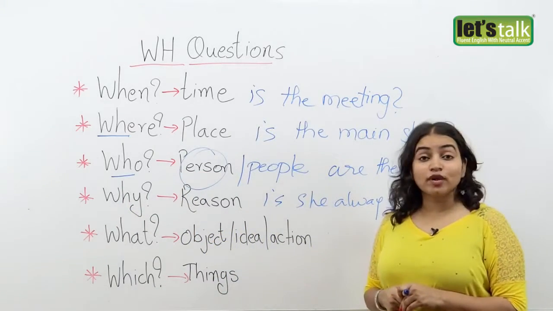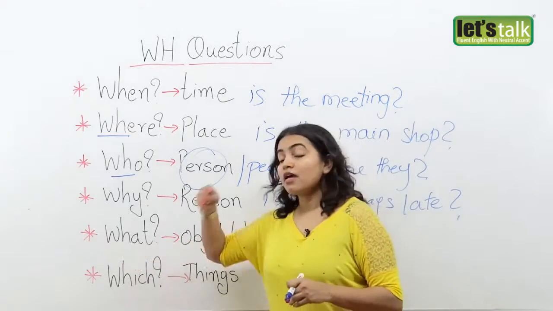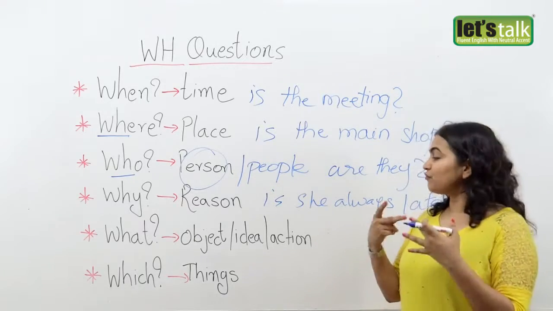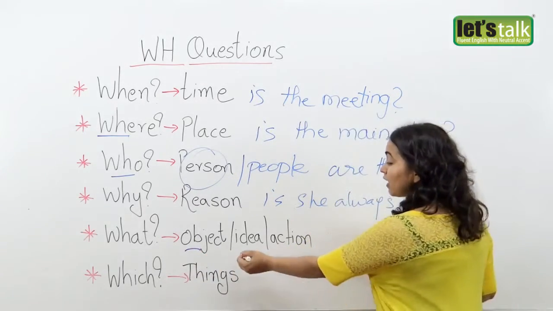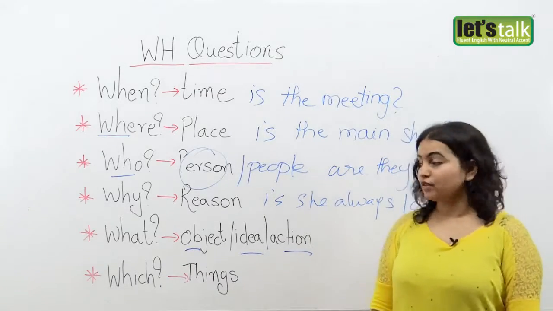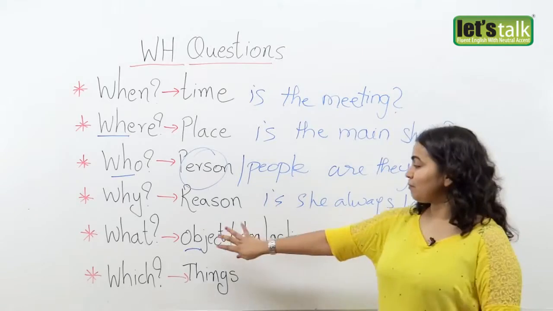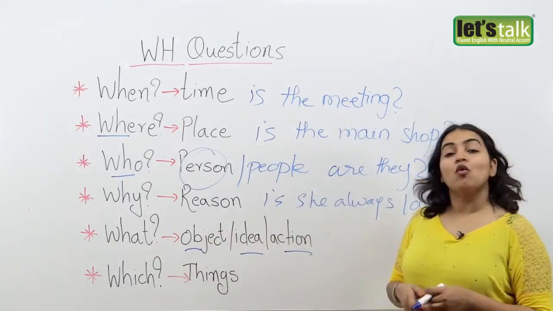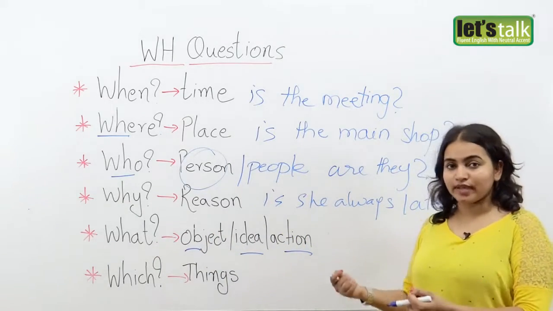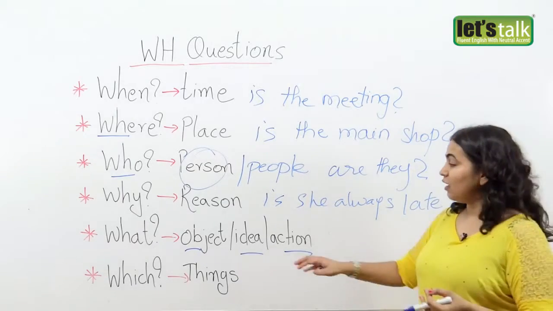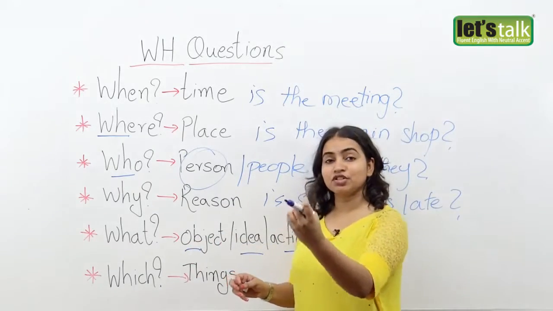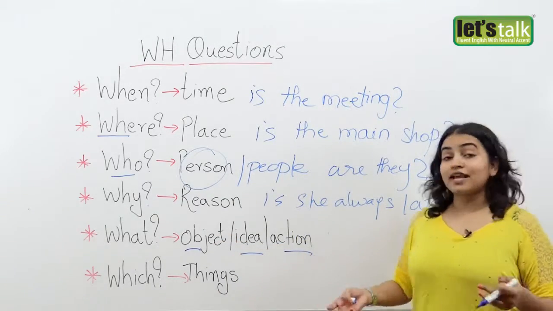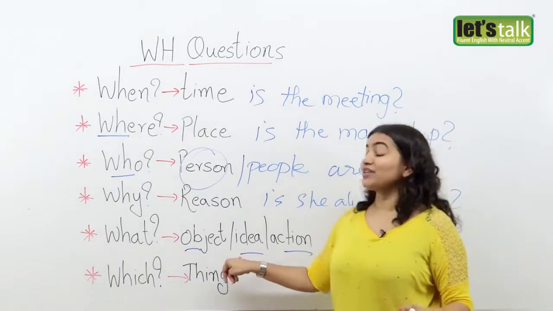Our next WH question is what. Now the question what always denotes or gives you information about an object, an idea, or an action. So let's deal with each of these parts at a time. So if I'm talking about an object, I could say, what is she doing? Or what is she eating? We're talking about a specific thing that a person is doing. So it could be an object or an action. Or I could say, what is the plan?